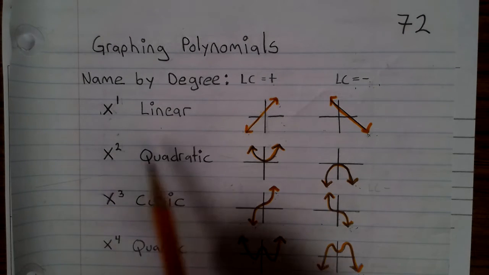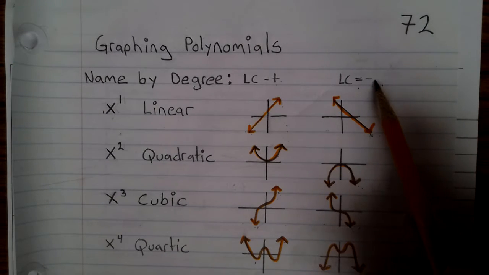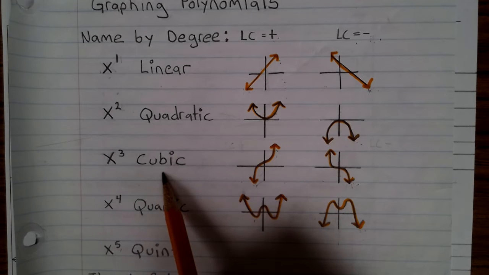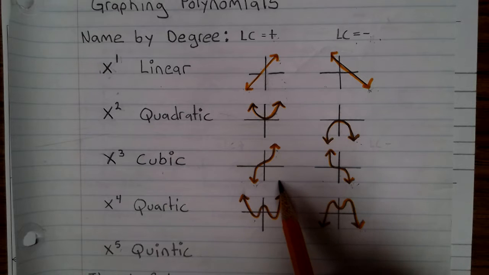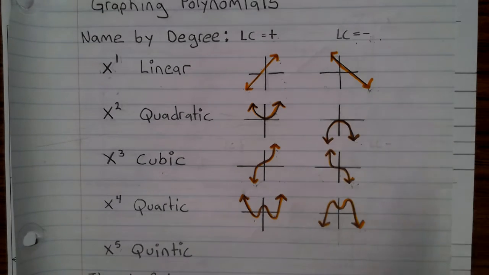When it's x squared, it's quadratic. When the leading coefficient is positive, it opens upward. When the leading coefficient is negative, it opens downward. When it's x to the third power, it's cubic. When the leading coefficient is positive, it's increasing from negative infinity to positive infinity. When the leading coefficient is negative, it's decreasing from negative infinity to positive infinity.